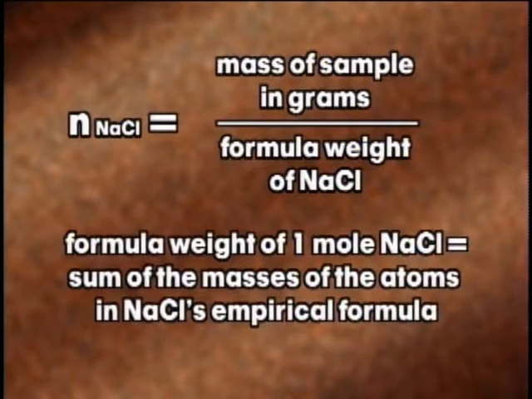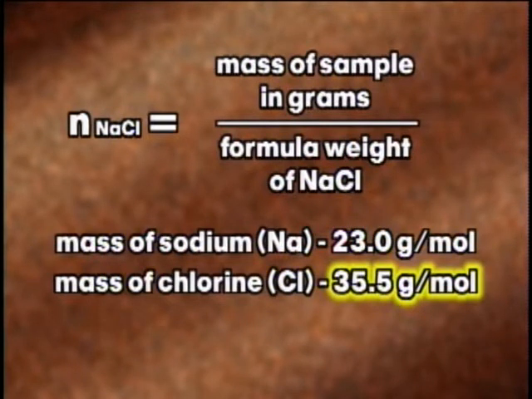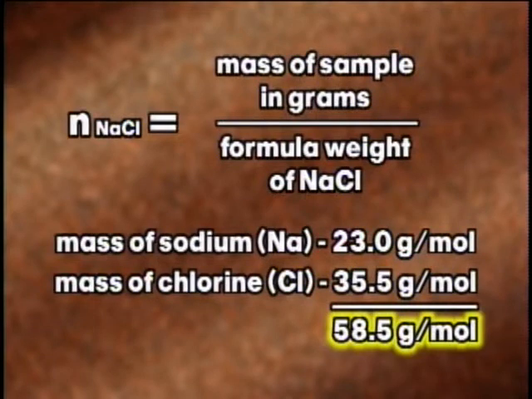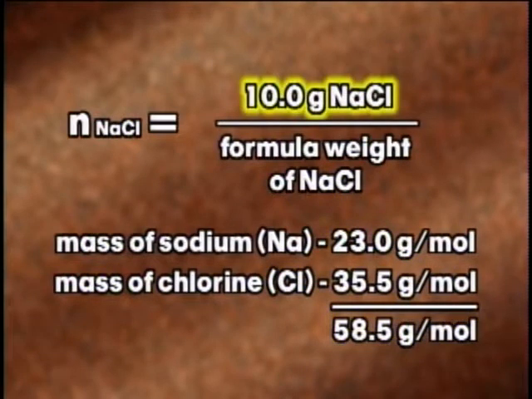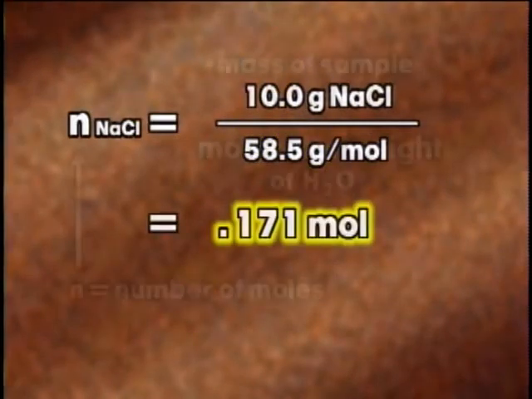The formula weight of 1 mole of NaCl is the sum of the masses of the atoms in NaCl's empirical formula. The mass of sodium, 23.0 grams per mole, plus the mass of chlorine, 35.5 grams per mole, equals 58.5 grams per mole. So, 10.0 grams divided by 58.5 grams per mole equals 0.171 moles.